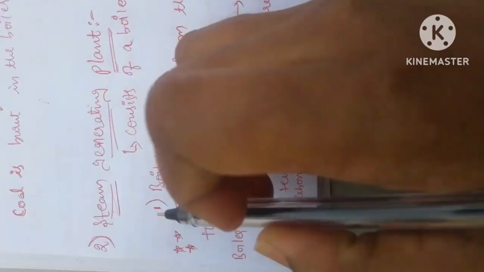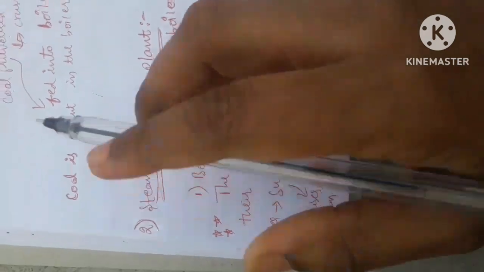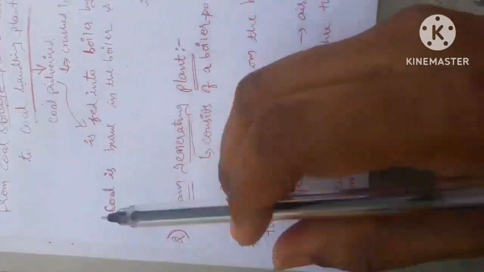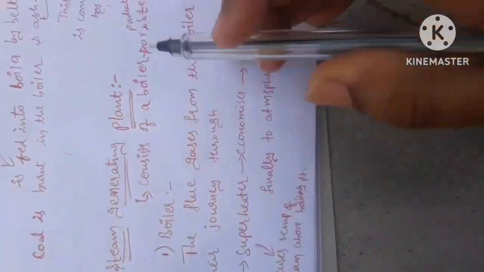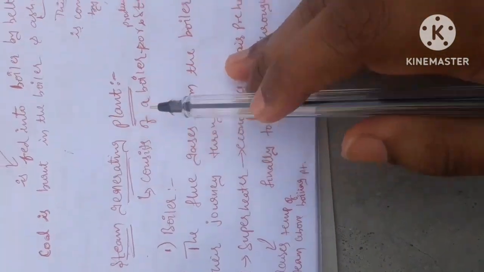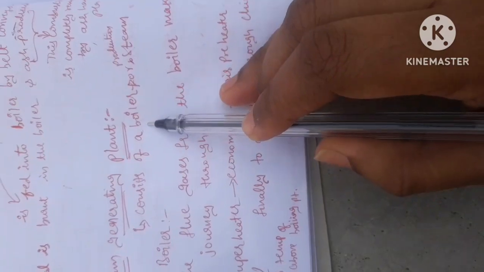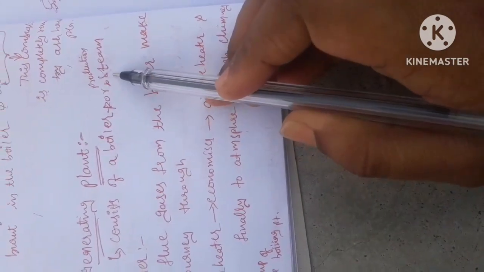So the next one after the coal and ash handling plant, second one is steam generating plant. In this steam generating plant, it consists of a boiler for production of steam.